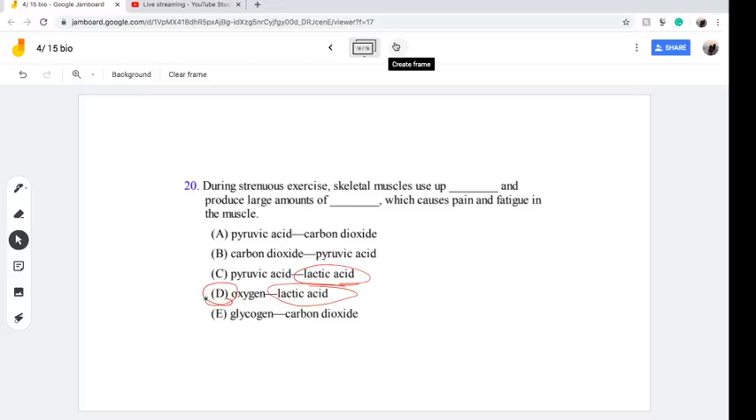So if we read that all together, during a strenuous exercise, skeletal muscles use up oxygen and produce large amounts of lactic acid, which causes pain and fatigue in the muscle. And as we explained before, lactic acid is what makes your muscles burn when you're in a very intense exercise. So make sure to stretch, drink water, and have plenty of rest.